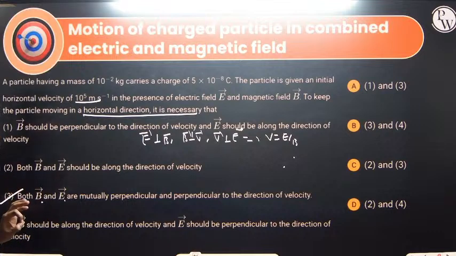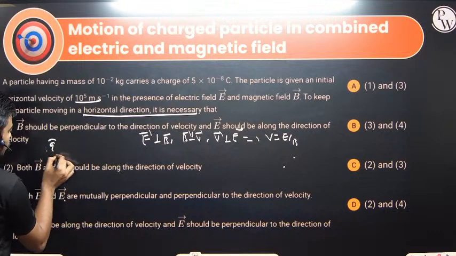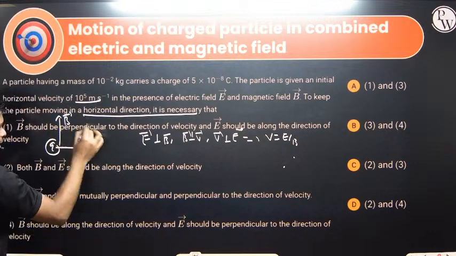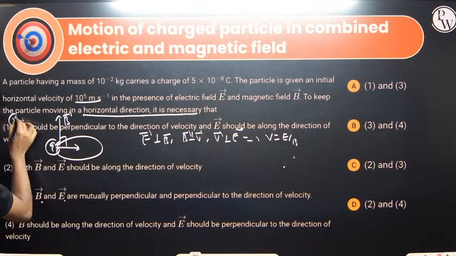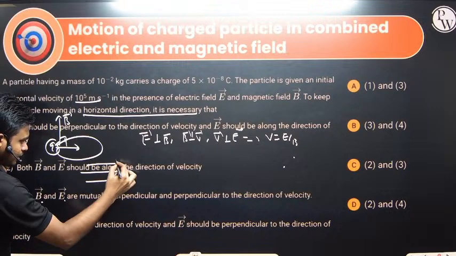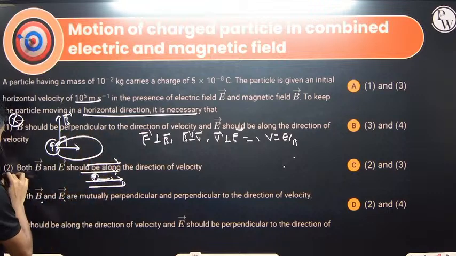Let's talk about option 1: B should be perpendicular to the direction of velocity and E should be along the direction of velocity. No. If B is perpendicular to the velocity, the particle will move in a circular path because of this 90 degrees. So this answer is wrong. Option 2: both B and E should be along the direction of velocity. Yes, as I just told, if it is in the same direction, only the electric force will be acting and the electron will move along a straight line. So option 2 is also correct.